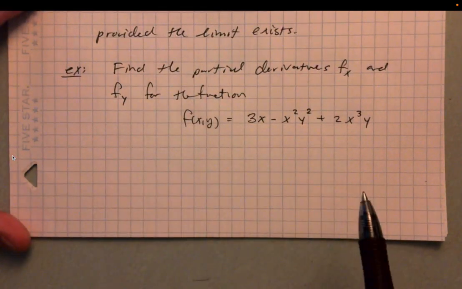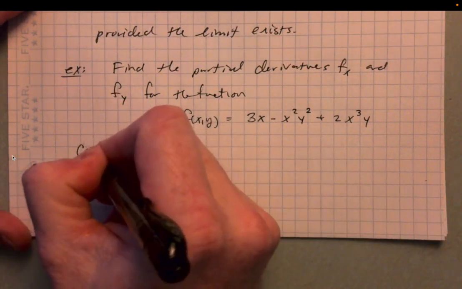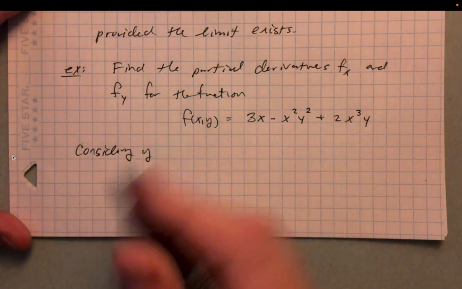And so we'll start by trying to find the partial derivative with respect to x. So here's the way to think about it. You want to consider y to be constant.